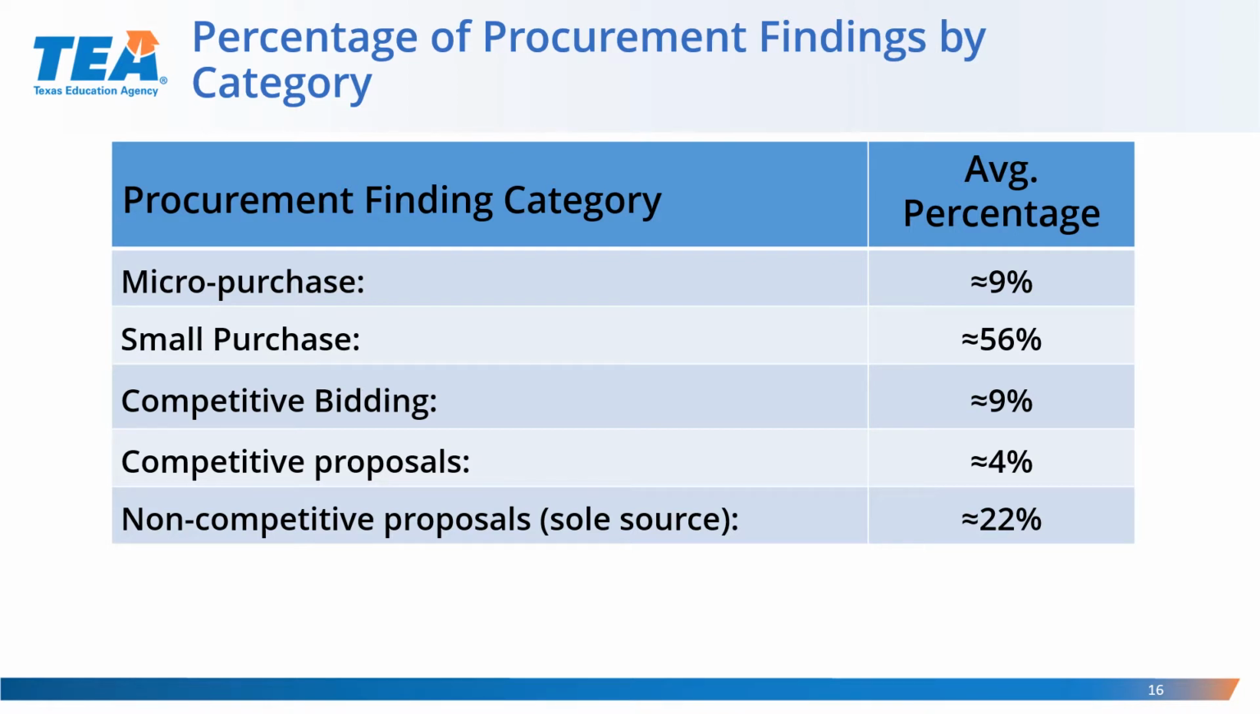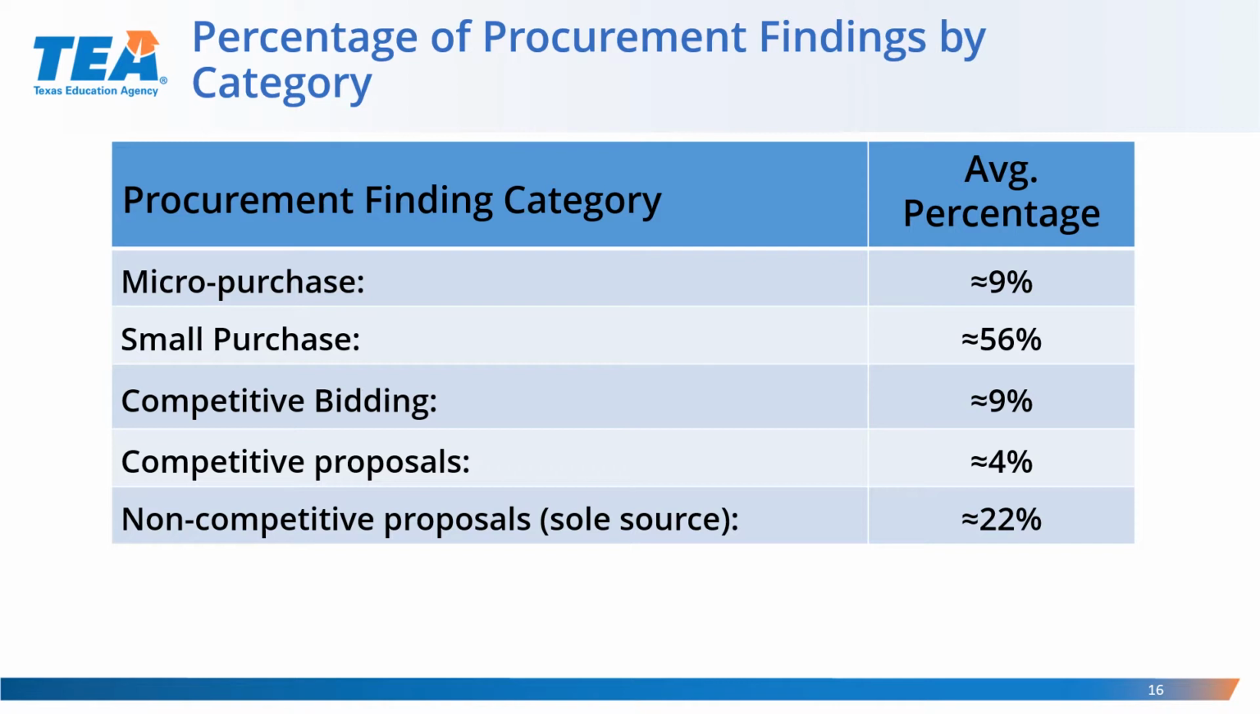means of procuring contracts. Then let's move on to non-competitive proposals, also known as sole source, which account for about 22% of all procurement-related findings. Now, I'll just let you know that non-competitive proposals are very hard to meet. So if you think you have a non-competitive proposal, you may want to think again.